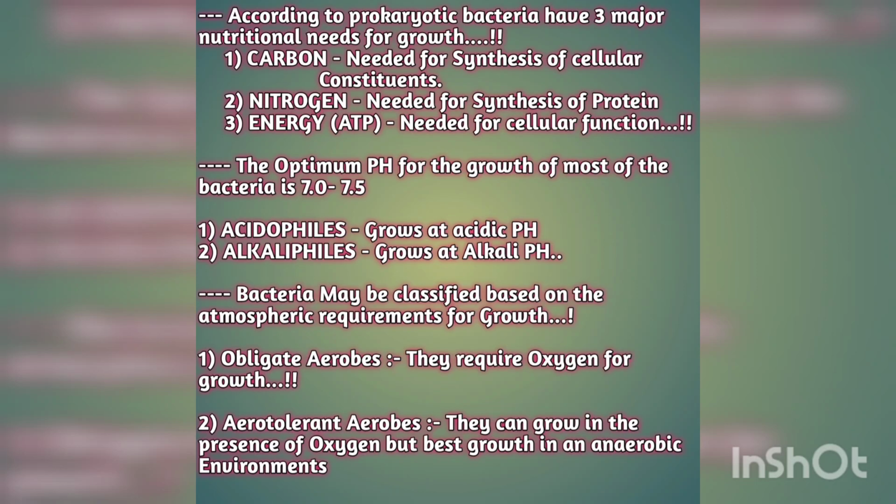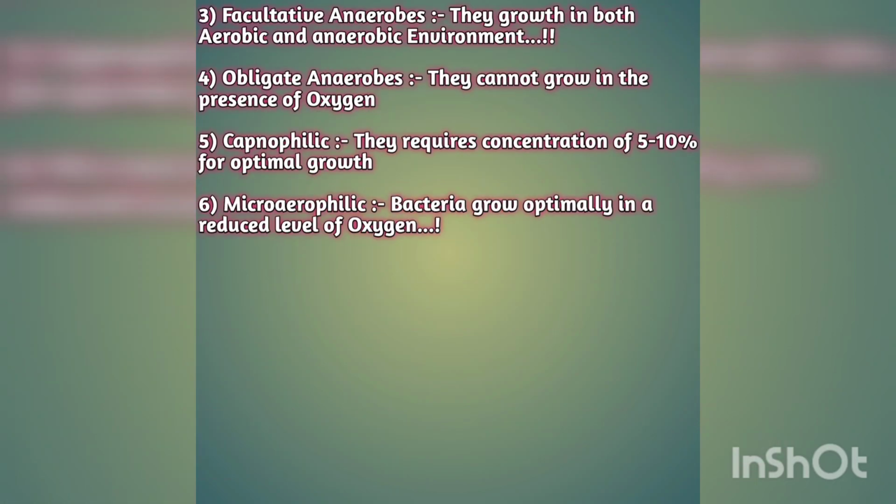Okay, next moving to facultative anaerobes. What do you mean by facultative anaerobes? They grow in both aerobic and anaerobic environments. Facultative means they are able to grow in both conditions, presence and absence of oxygen. And the next is obligate anaerobes. Obligate anaerobes cannot grow in the presence of oxygen.